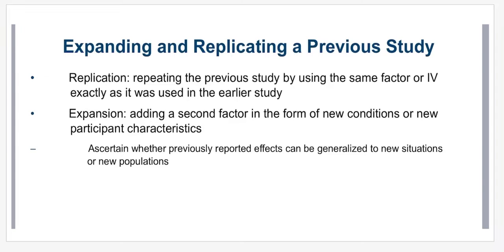Expansion is when we're doing the replication part, but we're also adding a second factor to form new conditions or new participant characteristics, or whatever the case is, but we're adding a second factor to study. So we're not changing their original independent variable. That first factor is staying exactly the same. So we're replicating that part. We're just adding an additional variable or factor to further evaluate the relationship that exists there.